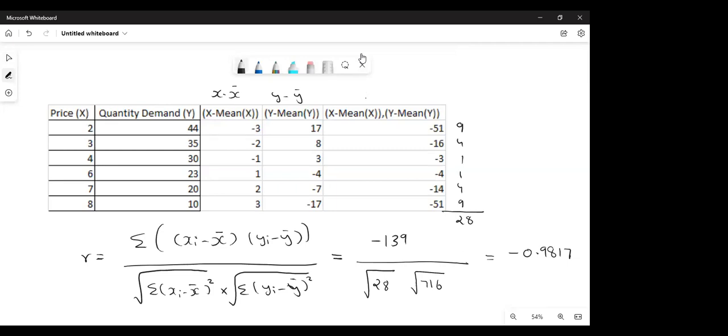So, Vallabh, Anisha, Ragini, done for you, or should I repeat? What is the value you're getting, Ragini? Sir, I'm getting the same value, 0.9817. Negative or positive? Negative.